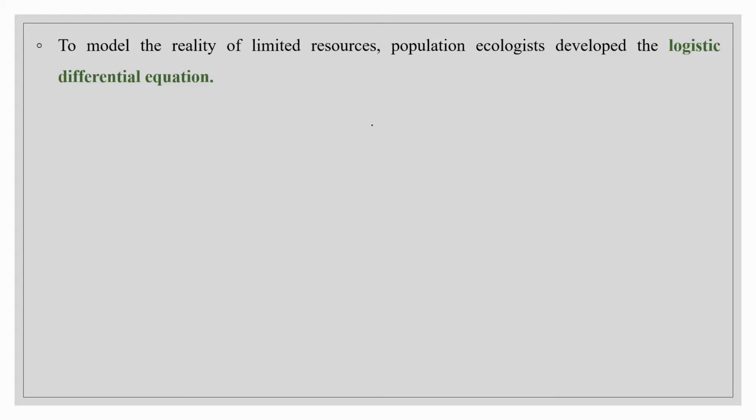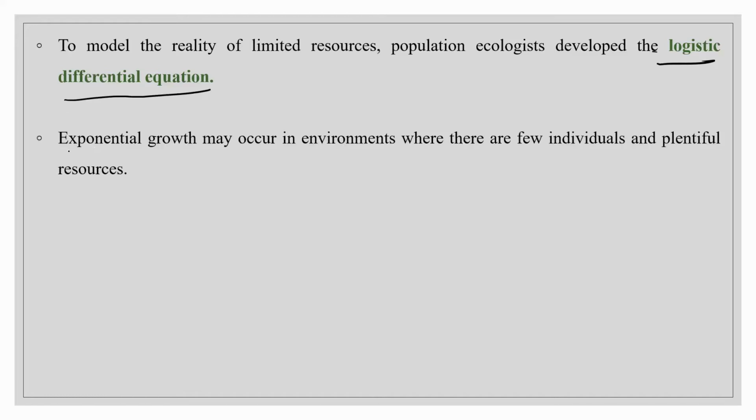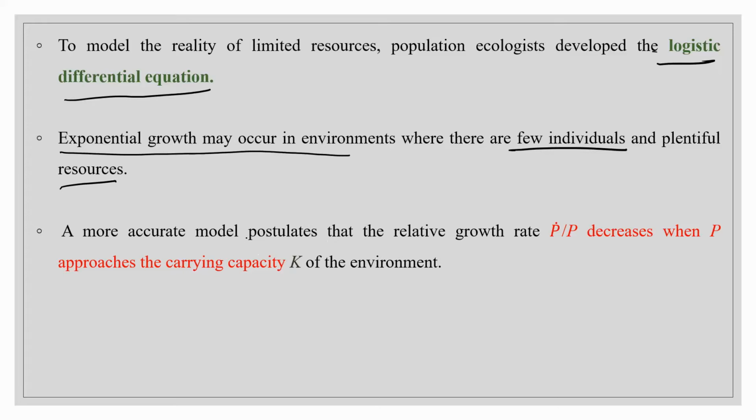So what did ecologists do? They developed a logistic differential equation. We can say that exponential growth occurs when the individuals are very few and there are plentiful resources, and this model assumes that the relative growth rate decreases when P approaches the carrying capacity.